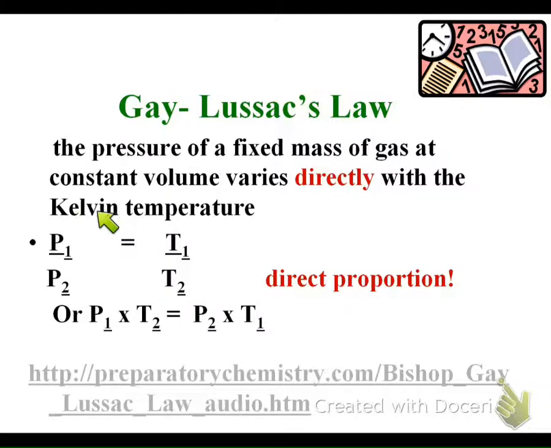So again, temperature needs to be in Kelvin, and this is a direct proportion, so hopefully you're thinking that Charles' law was also a direct proportion. Our graph should look something like this, showing that as one increases, the other is going to increase. My equation is P1 T2 equals P2 T1. Please watch your 1s and 2s again, just like in Charles' law.